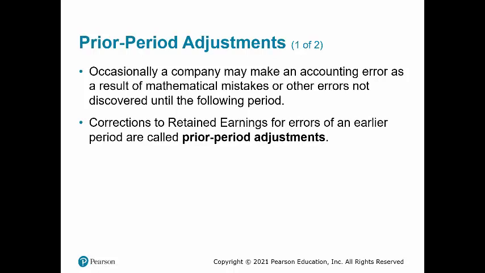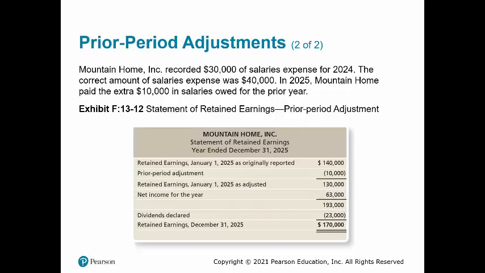Corrections that we make for prior periods are made to the beginning retained earnings balance, and these are called prior period adjustments. They can be either an increase or a decrease in the beginning balance of retained earnings, and they would be shown on the statement of retained earnings. So this is a hypothetical company that we're going to look at to illustrate a prior period adjustment.